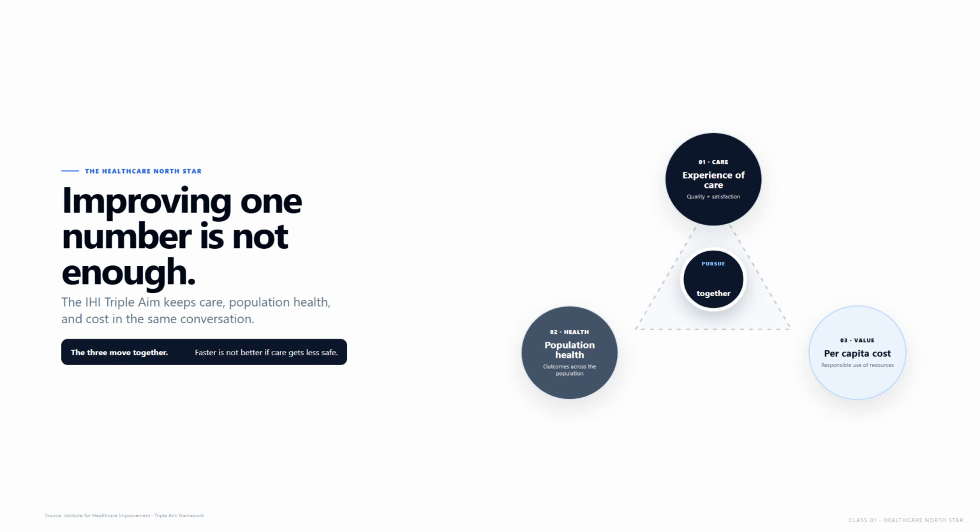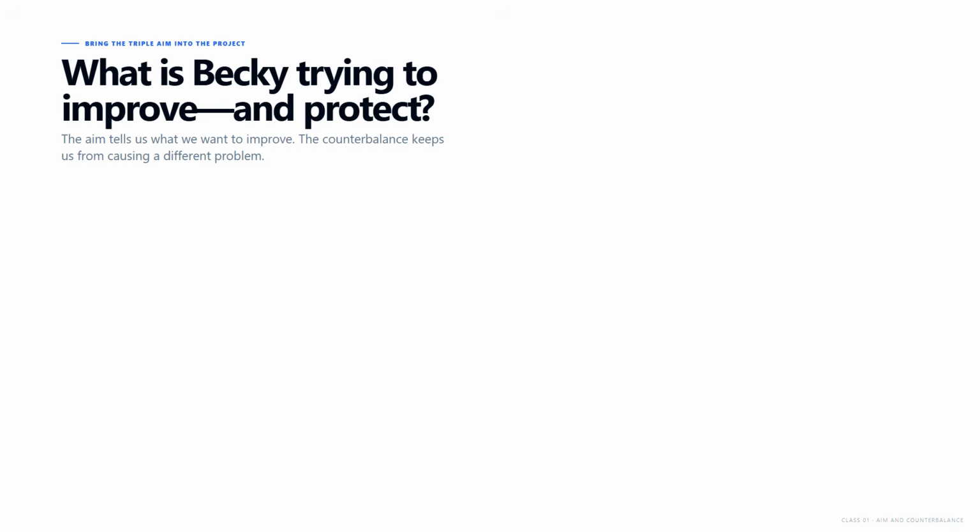So even though our operating room measure looks like a simple clock, we still have to ask what else could move when we push on it. Let's bring that down from the health system level to this actual project. For Becky, the aim is more reliable operating room starts. She wants to reduce waiting that does not need to be there and use the available capacity well.